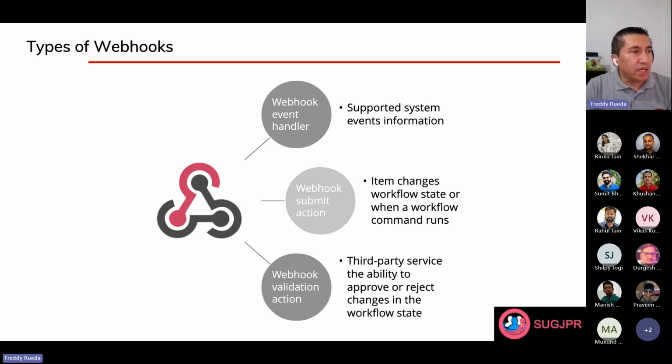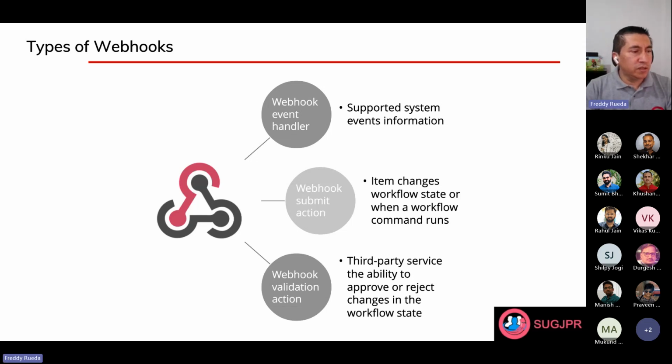The webhook submit action is raised when an item changes its state in a workflow. We know that we can set workflows in Sitecore to approve content. So, for example, in the final step to submit, we can call a webhook, and with that information, maybe create a log or call another system or do whatever we want.